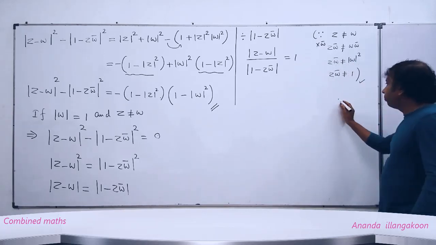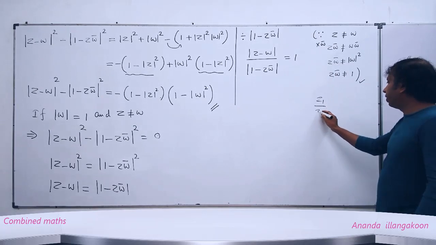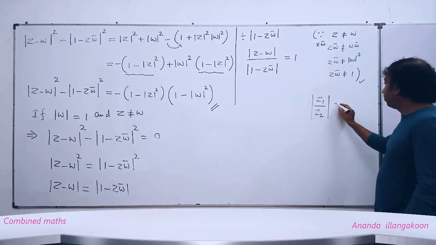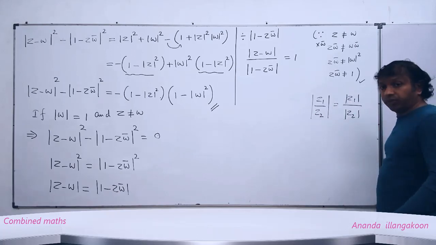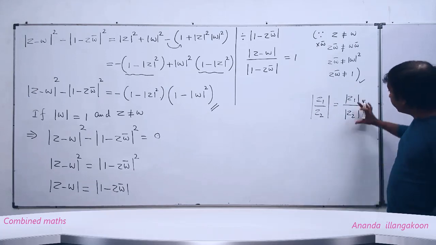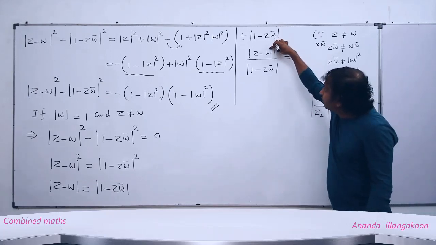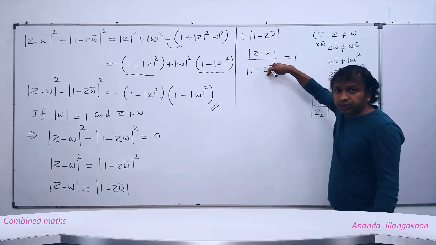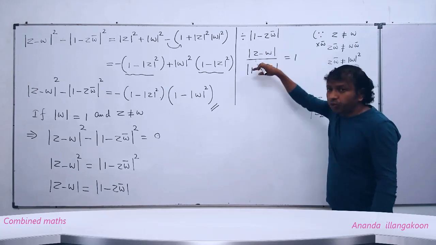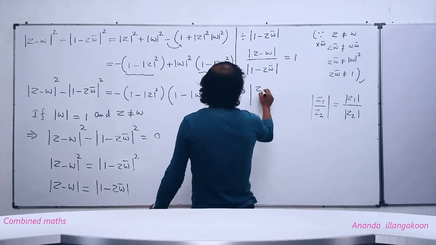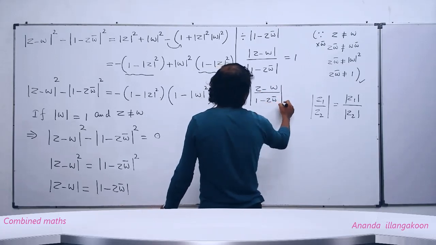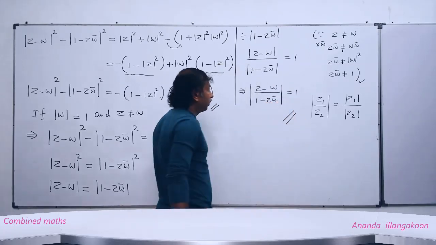But we know another one like this. We have proved this one also. Modulus of Z1 divided by Z2 is equal to modulus of Z1 divided by modulus of Z2. This we have proved. Then this right hand side only, people, here we have complex number modulus divided by another complex number modulus. So therefore, this moduli at the numerator and denominator we can apply separately. So then we can write this how: mod z minus w divided by mod 1 minus z w bar equals 1. This is how we take that answer.